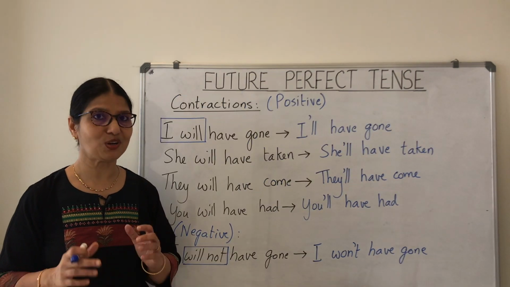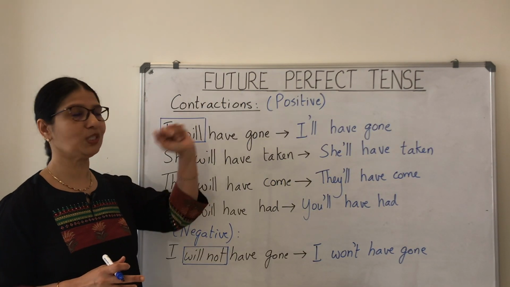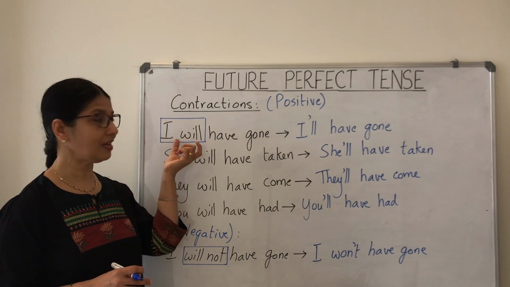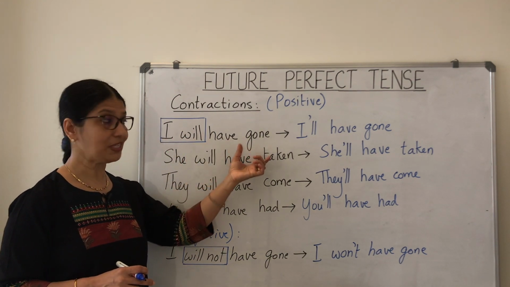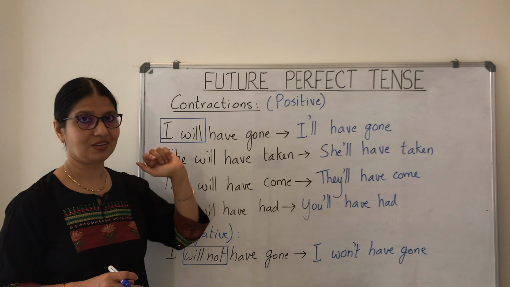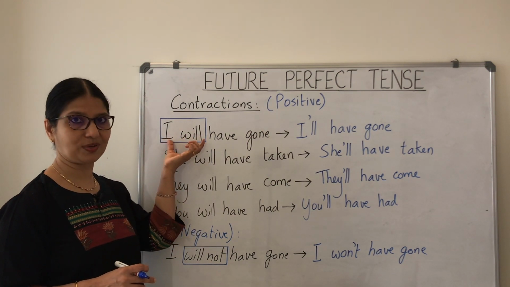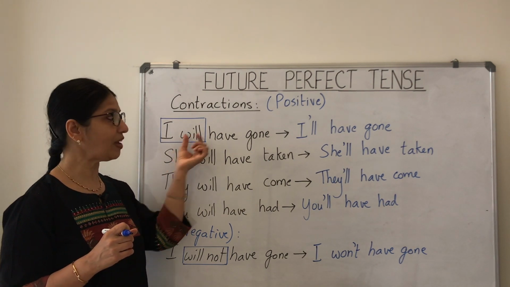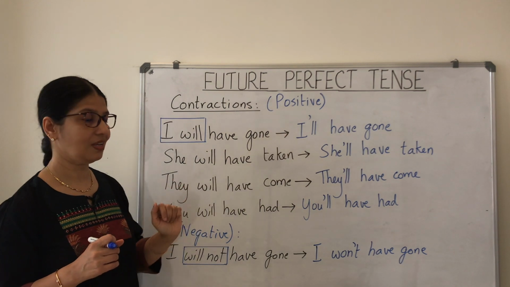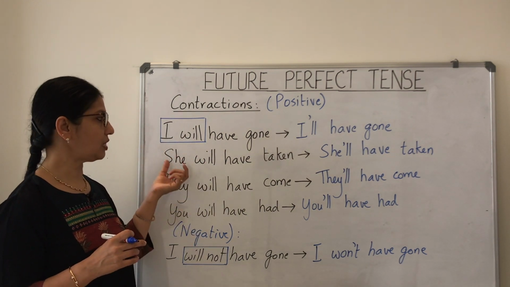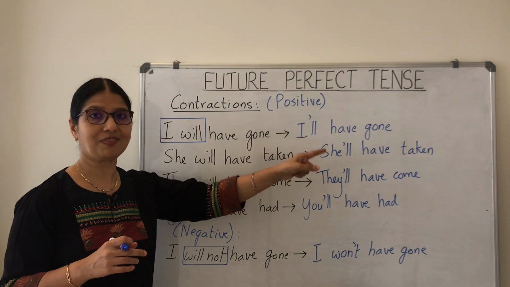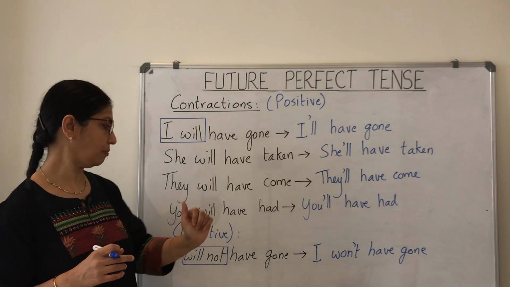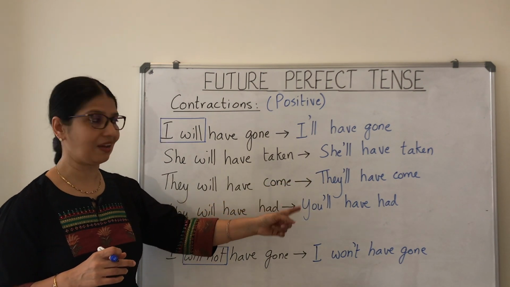Now let's talk about the short forms or the contractions while using the future perfect tense. So with the positive form, here you have an example with the subject, I will have gone has been shortened into I'll have gone. So you can see that I've put these two words together, the subject and the first auxiliary, and I've removed the first two letters from there. So you have I'll have gone. So the same rule applies to all of them. She will have taken becomes she'll have taken. They will have come has turned into they'll have come. You will have had becomes you'll have had.